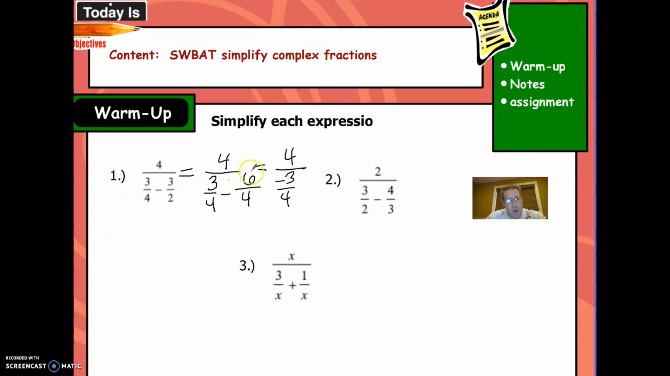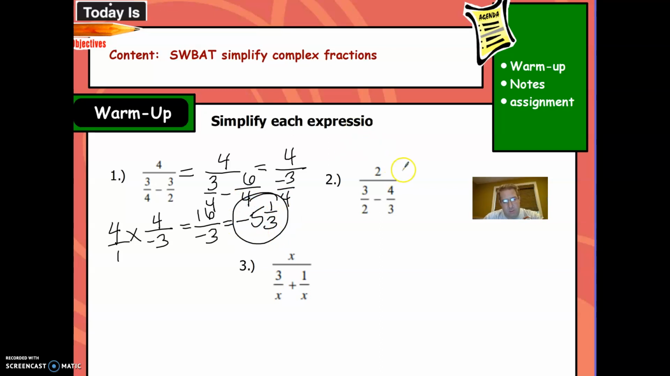Now I have division. Remember division, you can leave, change. So it's really 4 divided by becomes multiplied. So leave the 4 alone, change division to multiplication, and then change the denominator to its reciprocal, because dividing by 2 is the same as multiplying by a half. It's the same as multiplying by its reciprocal. So that would be 4 over negative 3. Then you can simplify this. 4 times 4 is 16. 1 times negative 3 is negative 3, which can then be simplified to a mixed number. 3 goes into 16 five times with 1 left over. Be sure your answer is in simplest form.